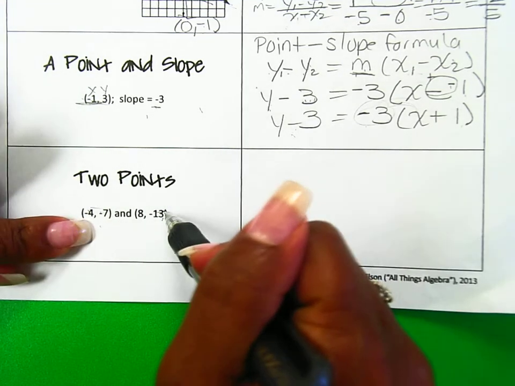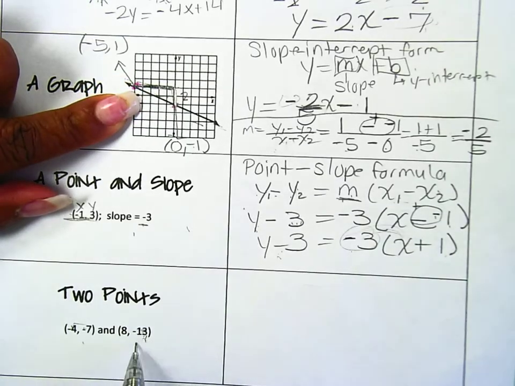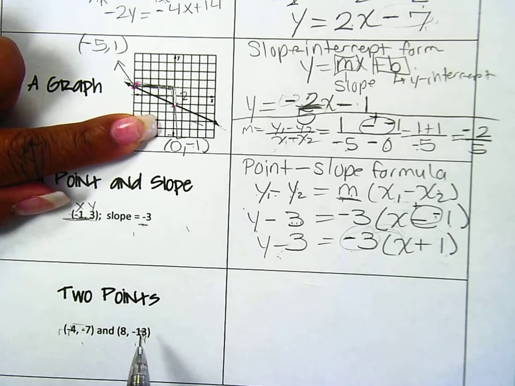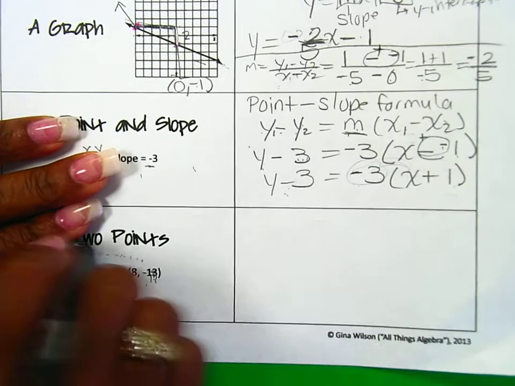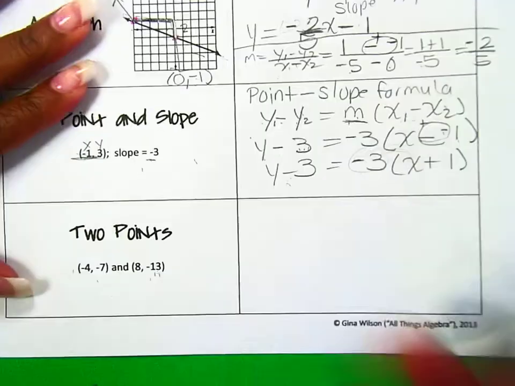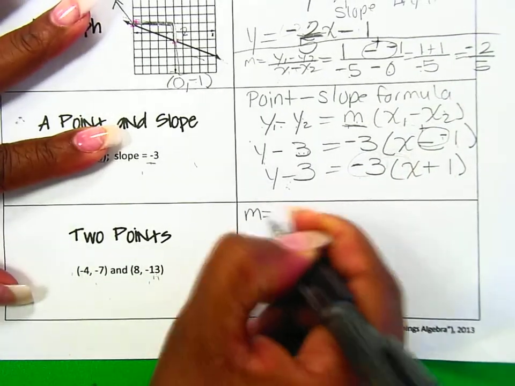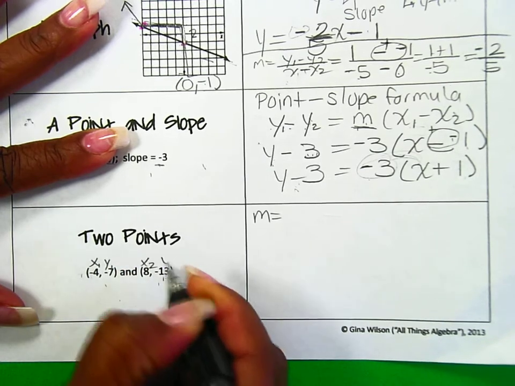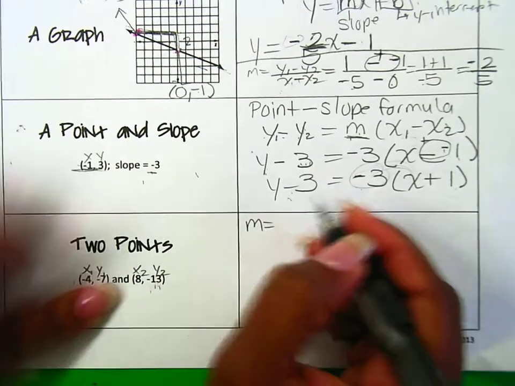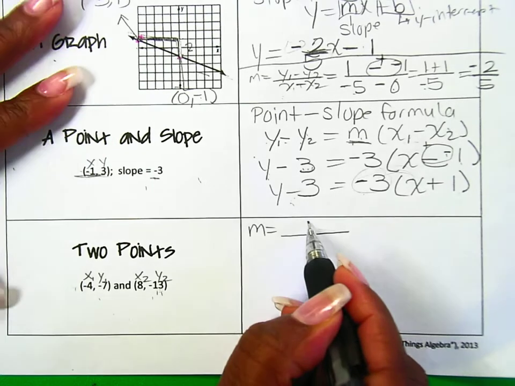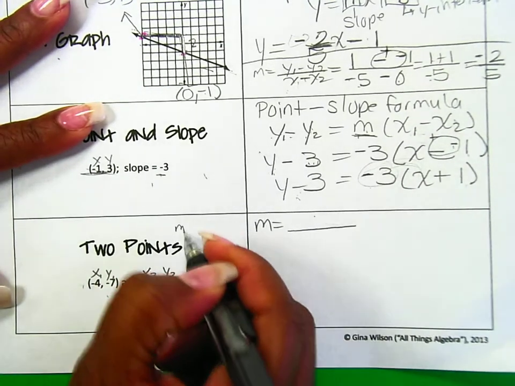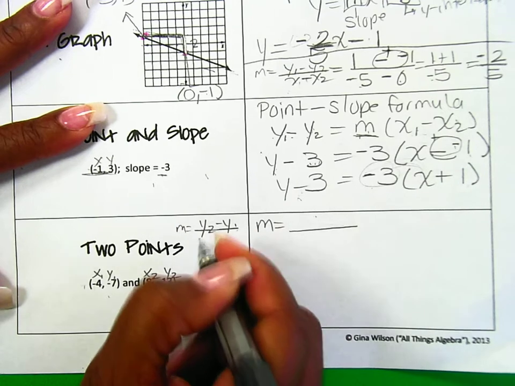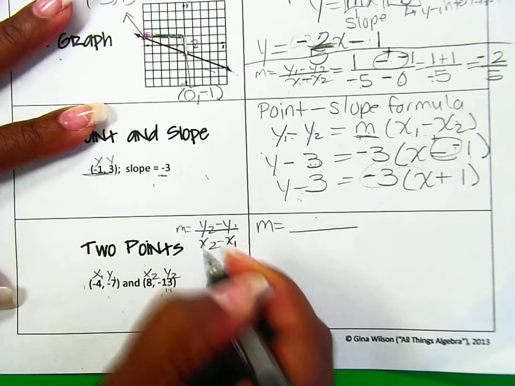Now, if you want to put this on a grid and plot the points and then find your slope and your y-intercept, you could do that. But I'm not going to do that. I'm going to find the slope first. Okay? So I'm going to say m equals, and this is x1, y1, x2, y2. Okay? So here, my y's go at the top. So let me write this formula again for you: y sub 2 minus y sub 1 over x sub 2 minus x sub 1.